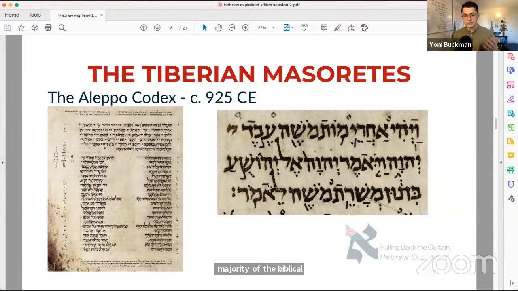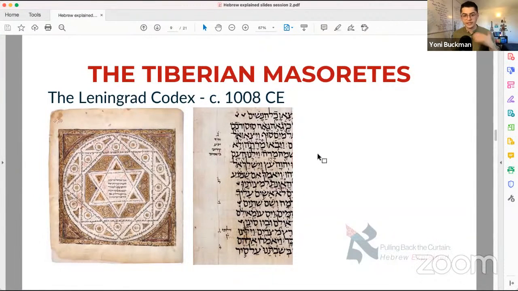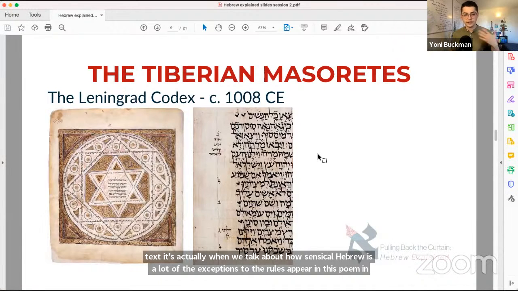And then on the right here, you just have the beginning of Joshua, which starts with, after the death of Moses, etc. And then real quick, the Tiberian system also wrote another codex. It's called the Leningrad Codex.